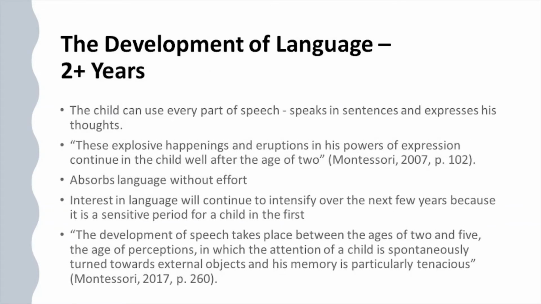And then there's the 2-year-old, 2+ years old. At this point, the child can use every part of speech, speak in sentences, and express his thoughts. As an adult, if you work on a language for 2 years straight, would you be as proficient as a 2-year-old would be in learning English or the language of their mother tongue? No. So what they've done is a remarkable thing. And Maria Montessori says, these explosive happenings and eruptions in his powers of expression continue in the child well after the age of 2. So by 2, they're proficient, but they're not done yet, right? They're going to learn a lot more in the next 4 years.